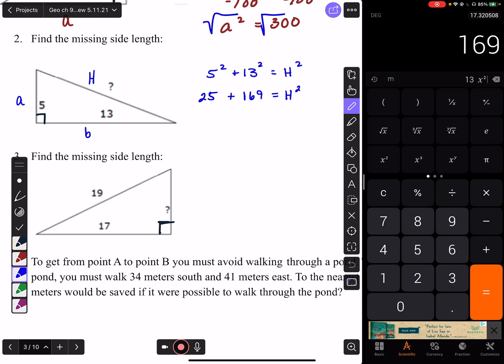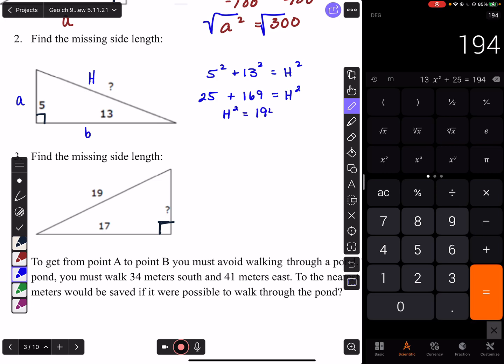Equals H squared. Now I got to add 25 and the 169. I've already got the 169 on my calculator, so I'll just add the 25 to it. And I've rotated the equation because I'm ready now to square root both sides and have my answer. So H is the square root of 194.